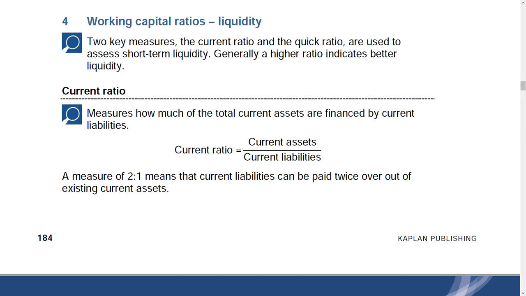If it was the other way around, 1:2, that means your current asset is 1 and current liability is 2, which is not good. Because you are not able to pay your current liabilities with all your current assets. That is the condition of you having liquidity issues, where you have to borrow, you have to take a loan to pay your liabilities.